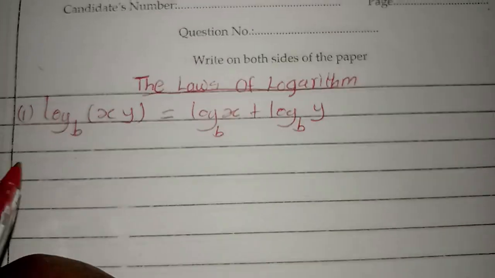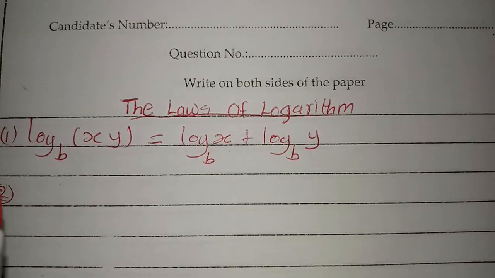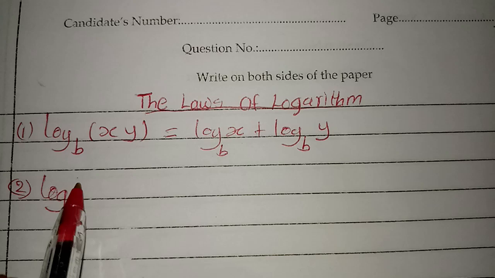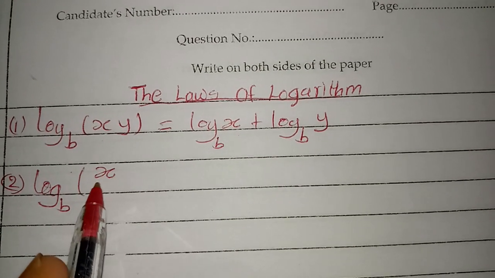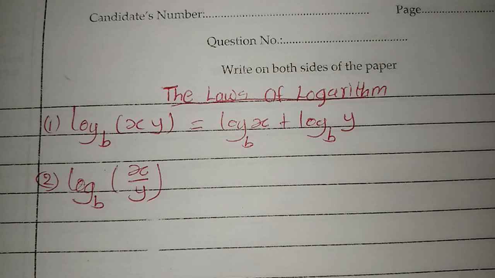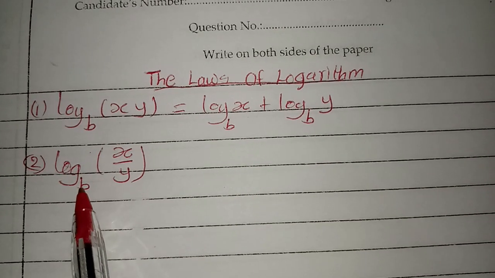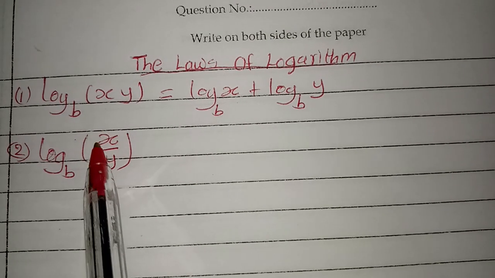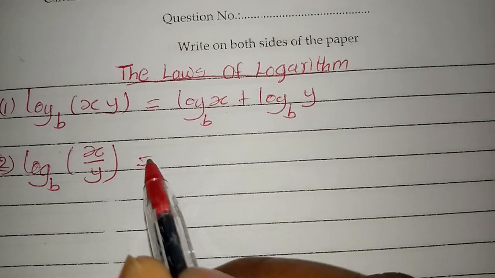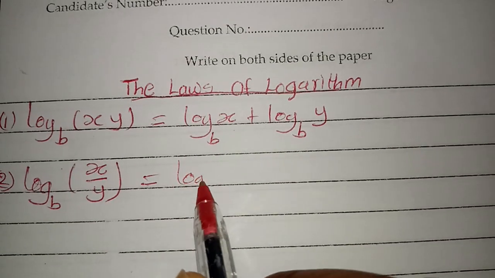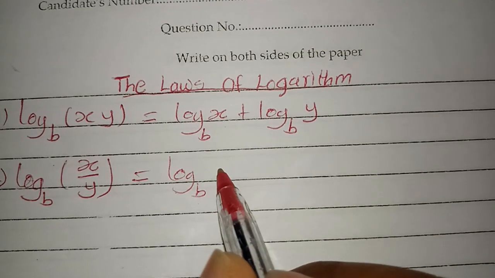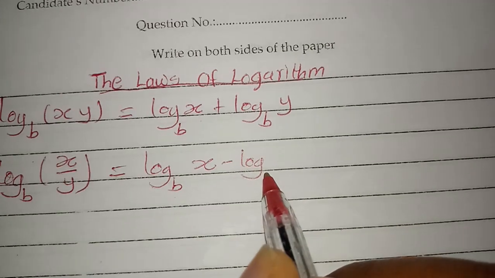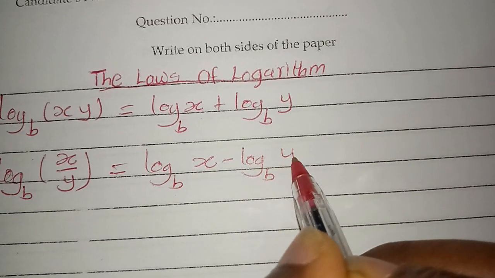So the next law, which is log to the base b of x over y. Okay, so if you have a log to a certain base of x over y, that is when they are dividing, it is equal to the log to the base b of x minus the log to the same base of y.